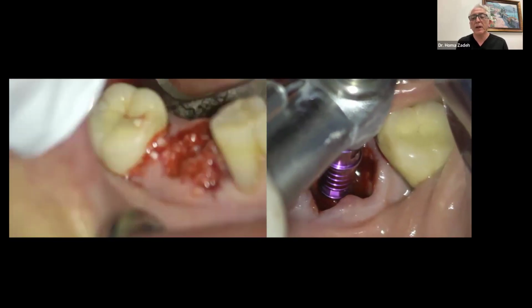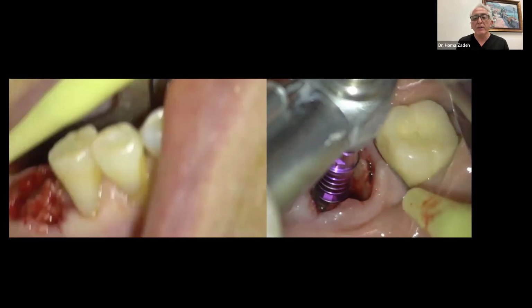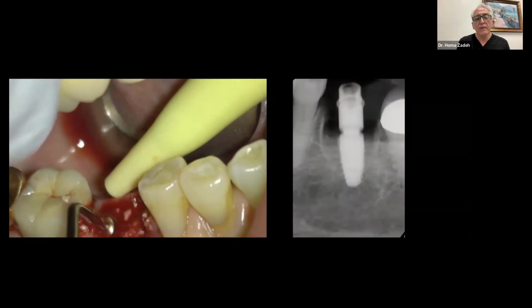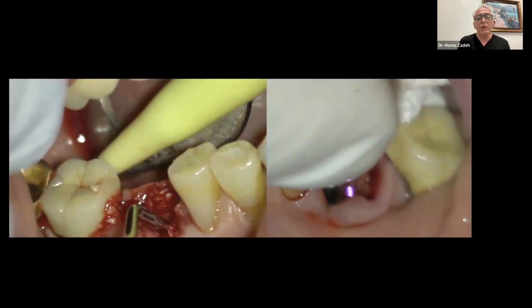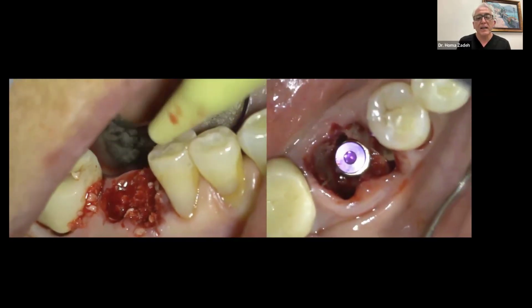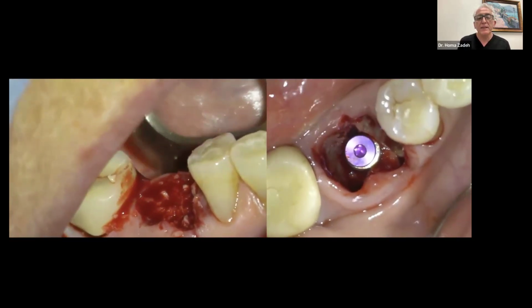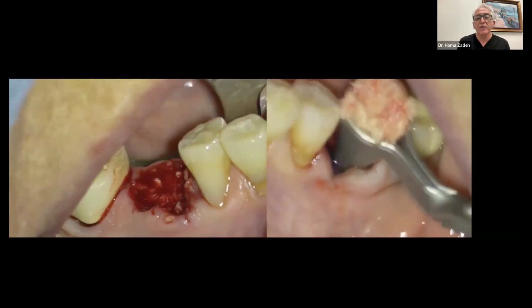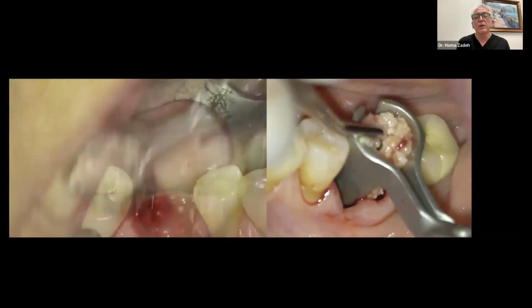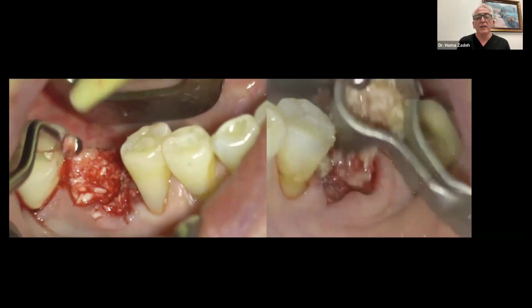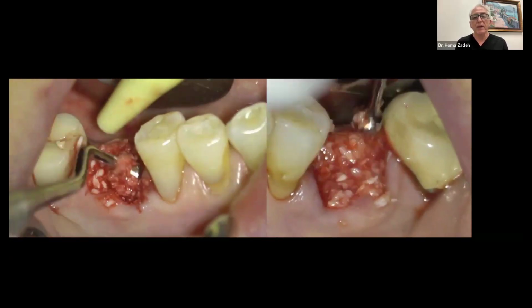Now, this particular implant had a fixture mount. And that, for me, is one of the things that I wasn't as excited about. Many implant systems today have that fixture mount. And I'll show you the newer design that is a mountless type of implant placement.